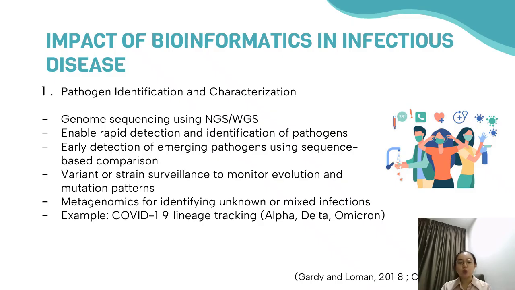Bioinformatic tools can also monitor variant or strain evolution by tracking the mutations over time. Metagenomic analysis is especially important for identifying unknown organisms or mixed infections that cannot be cultured. Examples include COVID-19 lineage tracking, such as the Alpha, Delta, or Omicron variants that can be identified using genomic approaches.